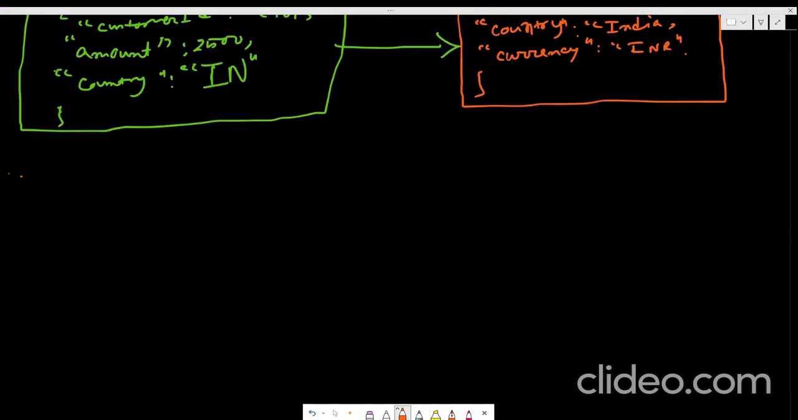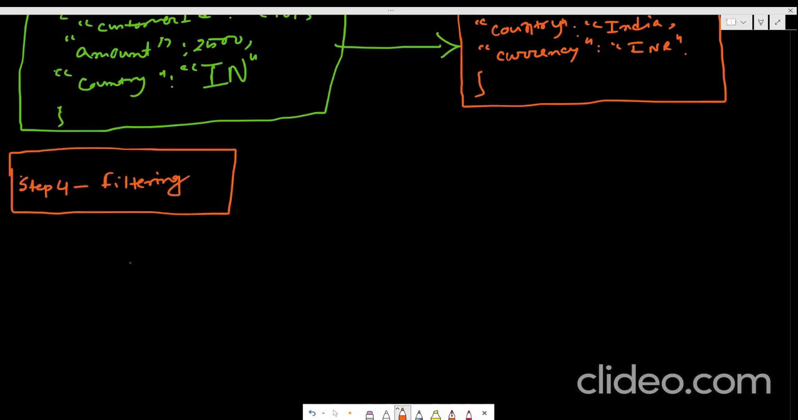Okay, so the next part is step 4. Step 4 is filtering. Not every event needs to go downstream. We need to filter out some things. For example, we have the order, and we have to filter in that way. Suppose the order amount is greater than 0, and the status is completed, not only created, and the country is India.